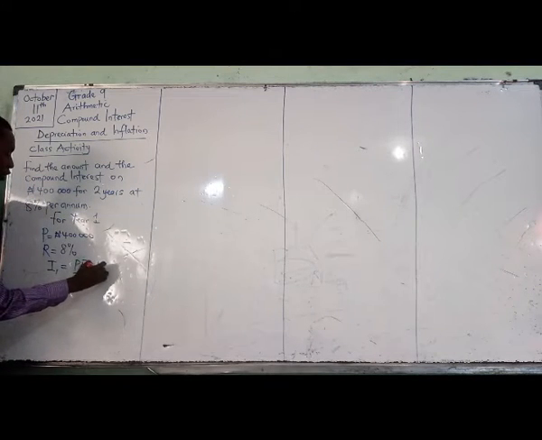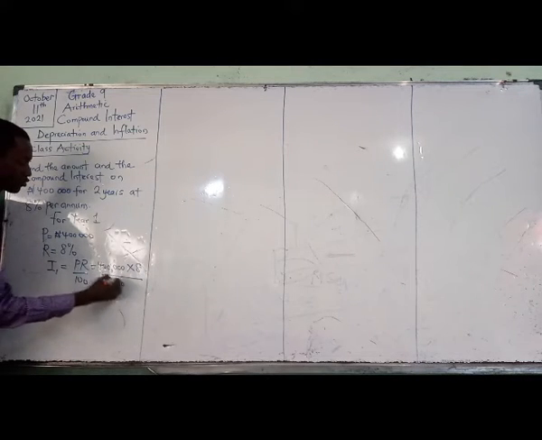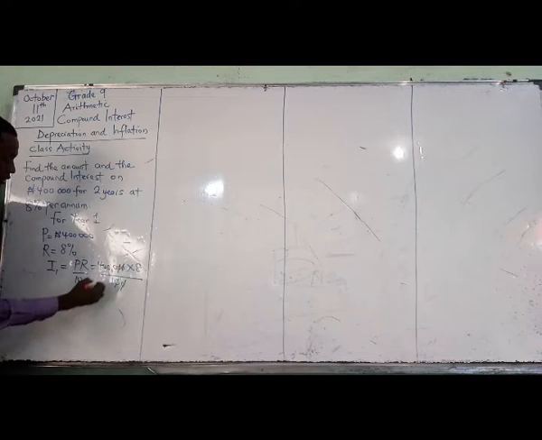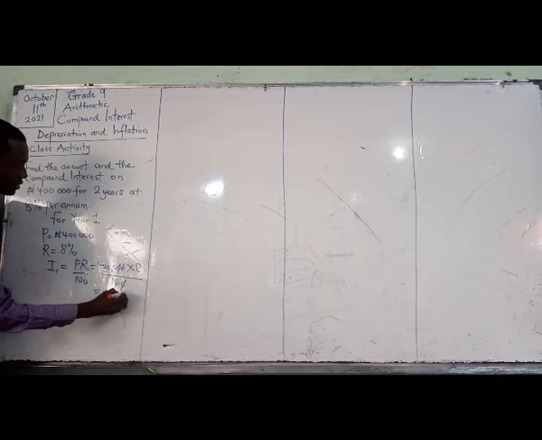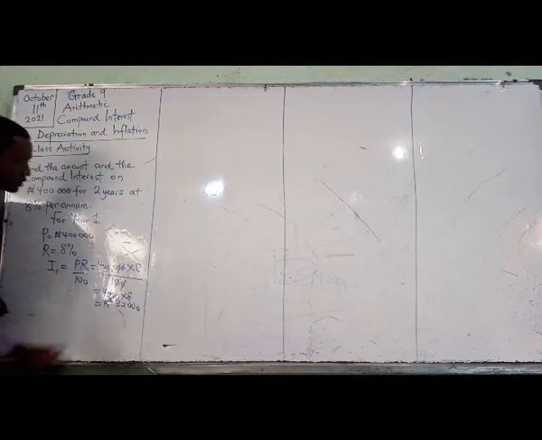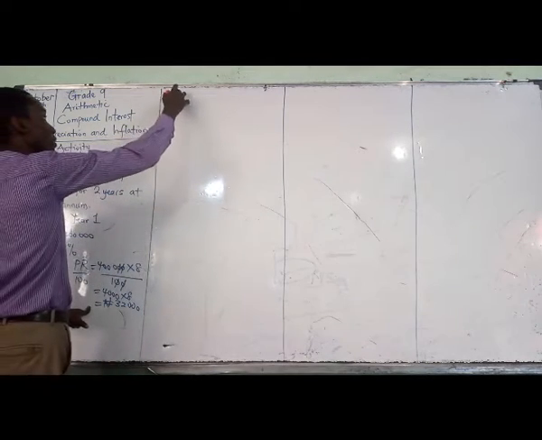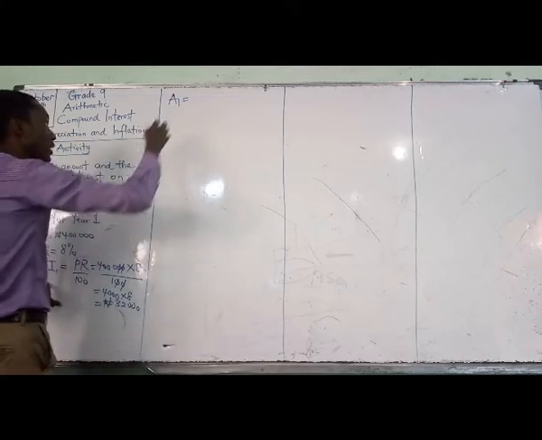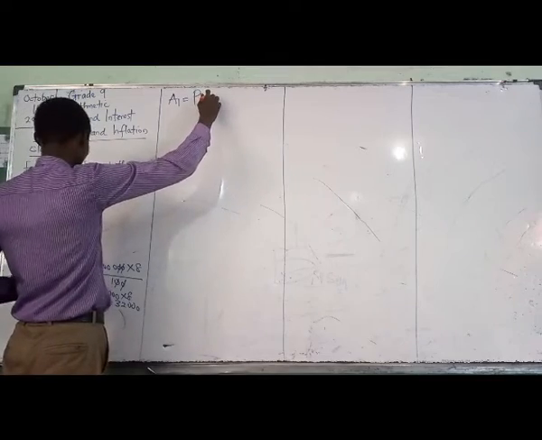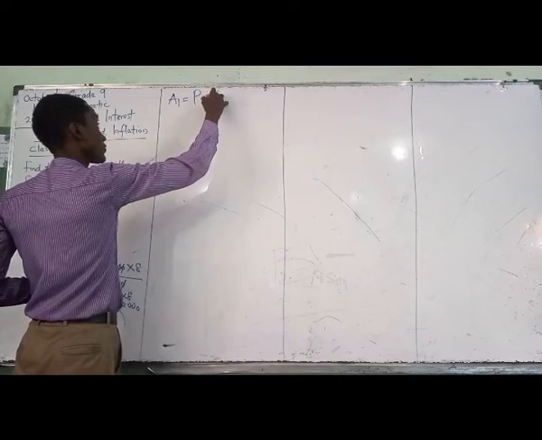And this will give me 400,000 times 8 divided by 100. And if you do that correctly, this will give you 4,000 times 8, which invariably will be 32,000. So that is the interest for the first year. So what is the amount for the first year? The amount for the first year will be the principal plus the interest for the first year.